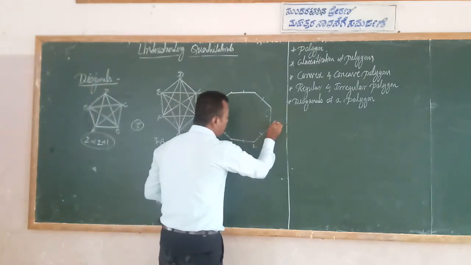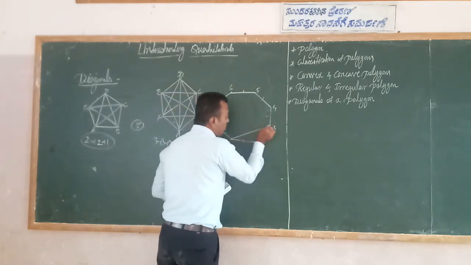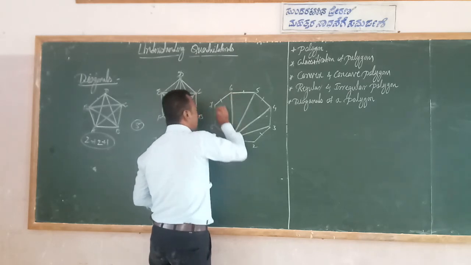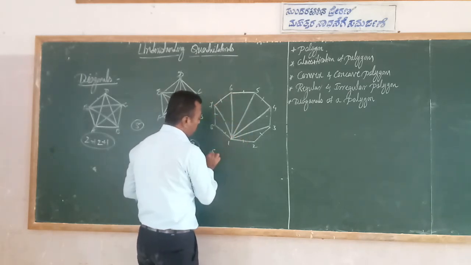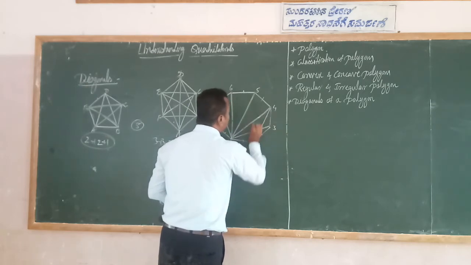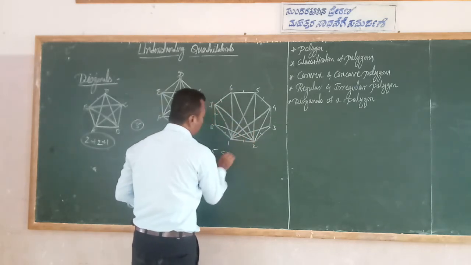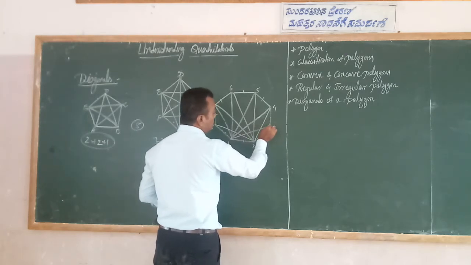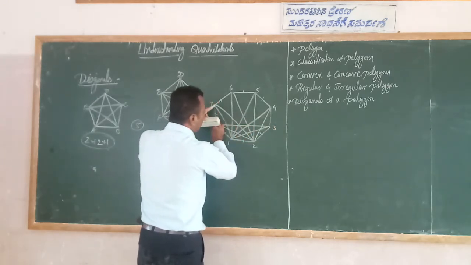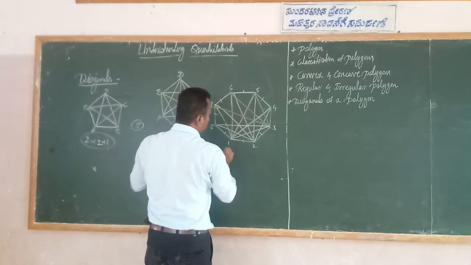Yes, start. 1, 2, 3, 4, 5, 6, 7 and 8 vertices are there. From the first vertex, you can join the opposite vertices: 1 to 3, 1 to 4, 1 to 5, 1 to 6, and 1 to 7. So this is how many? 1, 2, 3, 4, 5. 5 diagonals over. Then from 2: 2 to 4, 2 to 5, 2 to 6, 2 to 7, 2 to 8. This is also 5. Next come to 3. 3 to 1 already over. Correct? 3 to 8, 3 to 7, 3 to 6, 3 to 5. Okay, 1, 2, 3, 4 and 5 already over.